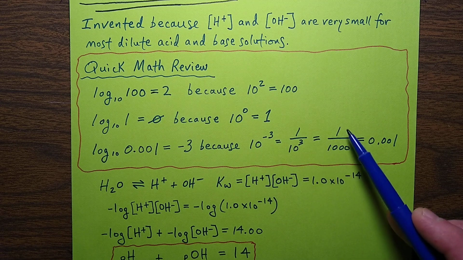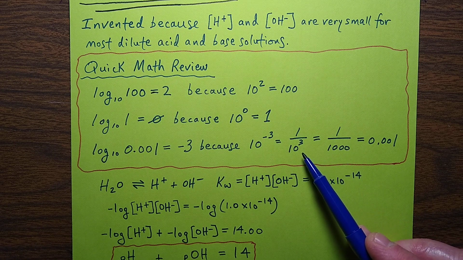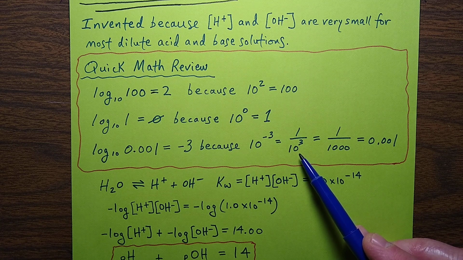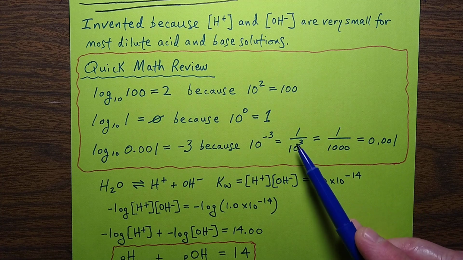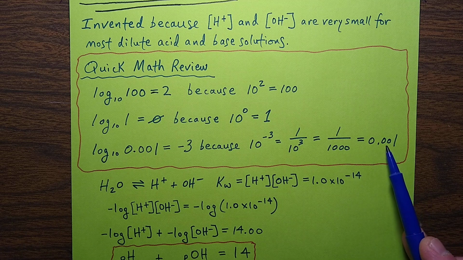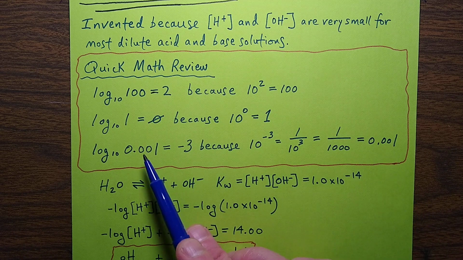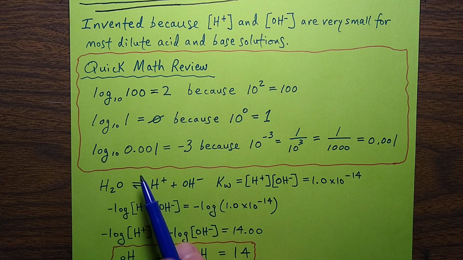Well, that number here is just 1 over 1,000, so 0.001. I was trying to show you why that is equal to that. So 0.001 is the inverse log of negative 3.